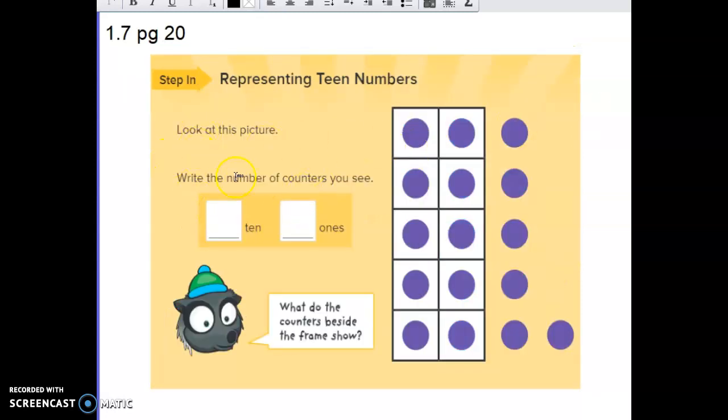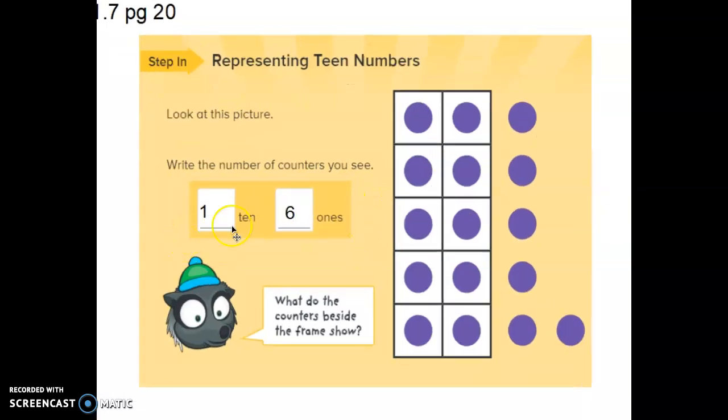Okay, we're still on page 20. It says, look at this picture and write the numbers that you see. So I have a 10 frame. Remember, when this is all full, it's 10. So, oh, and look, this is organized nice and neat. So I know that this strip is 5. 1, 2, 3, 4, 5, because it's the same length as our 10 frame. So 10, 15, and 16. So how many 10 frames do we have here represented? We only have one, and we have how many individual ones? We have 6. So this 10 frame represents the number 16.